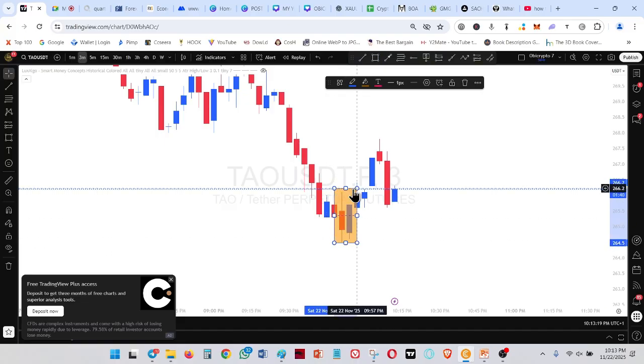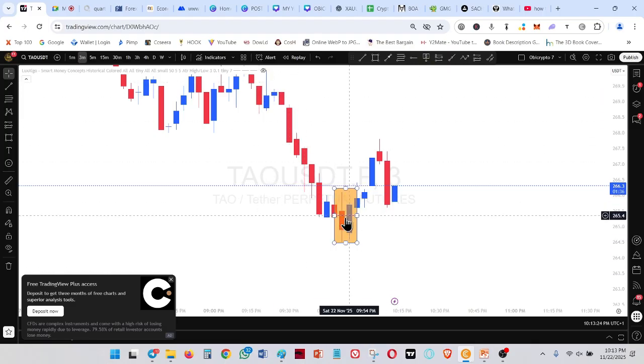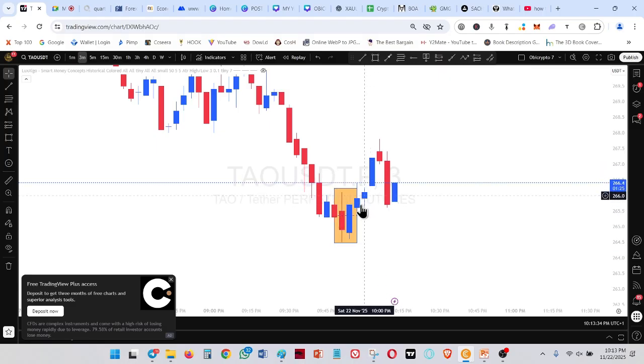When you see this pattern after a drop, at the end of it you have a red that is not as big as the blue. This is a reversal pattern. And immediately this blue formed, what happened? Look at what happened. We have one green, another green, and price pumped to the top. So this is what a reversal pattern does.